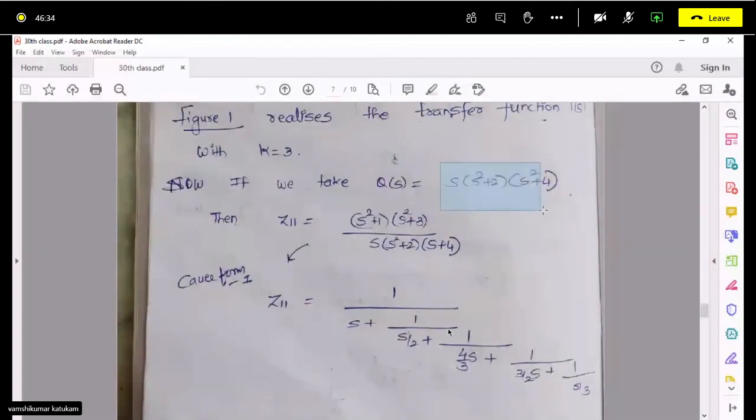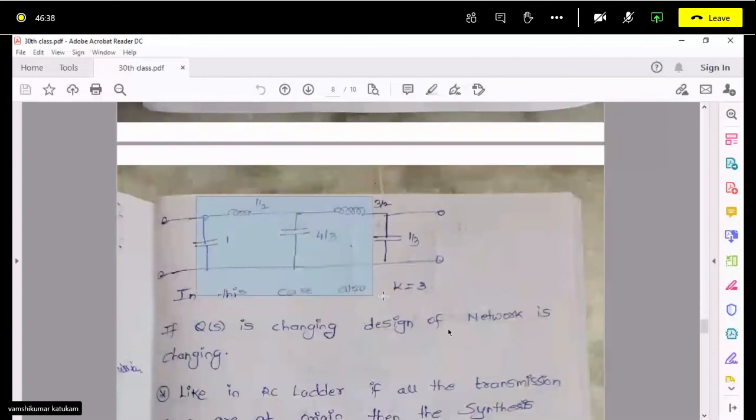Both are correct, but which one is available to us? Which one is economical? Bulky inductors are not available, whereas capacitors are available.